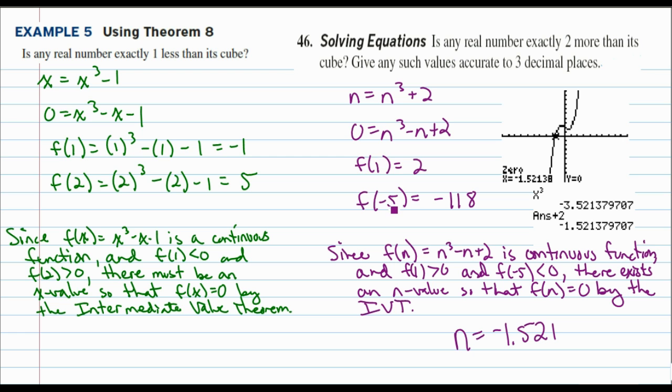Again, between positive 1 and negative 5, because 1 outputted positives, negative 5 outputted negatives. So between 1 and negative 5 is the perfect n value, negative 1.521, that made its cube plus 2 equal to itself. There it is.